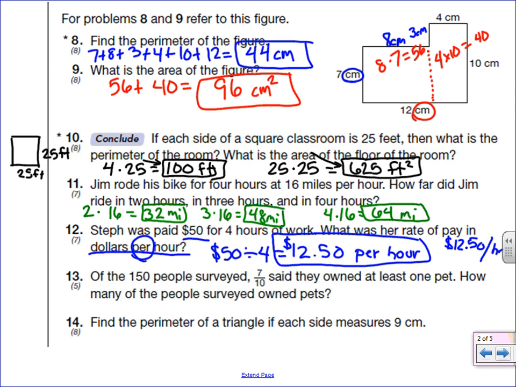Of the 150 people surveyed, 7/10 said they owned at least one pet. How many of the people surveyed owned pets? So 7/10 of 150 means you're going to multiply 150 by 7/10. And when you multiply by a fraction, you multiply by the numerator and divide by the denominator.